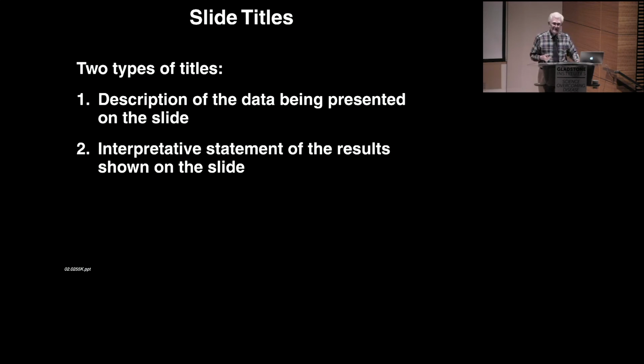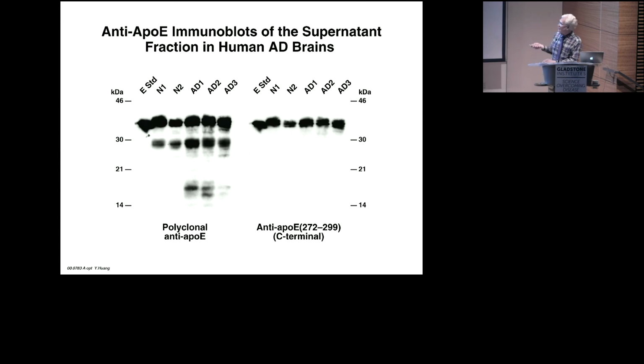So here are a couple of examples, or several examples of slides. They almost all have something to do with ApoE, because those are the easiest, those are my slides, so I can pull them out and show them. Here's a slide. It's actually not important what the data is, but this is a slide that's descriptive of the method. It's an ApoE immunoblot of the supernatant fraction of the human Alzheimer's brain. What it shows are those fragments that I told you about that I didn't show you, and their characterization. They lack a certain part of the molecule.